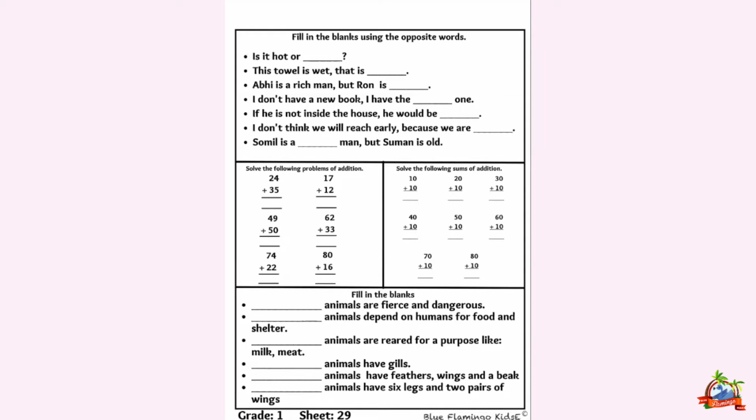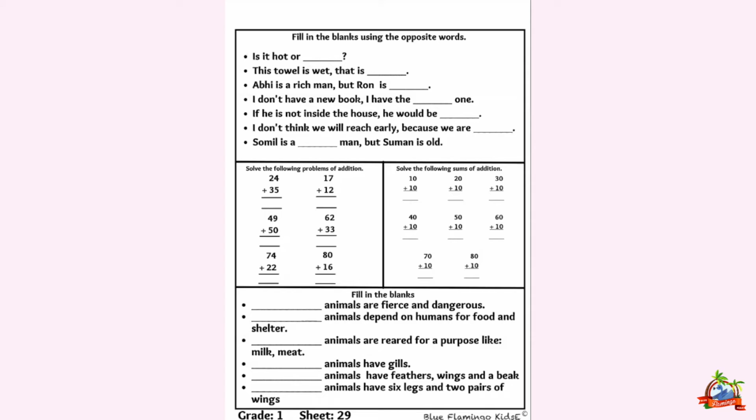Abhi is a rich man, but Ron is poor. Abhi rich man है, but Ron क्या है? गरीब है, poor है. Rich, rich, poor, poor. Abhi is a rich man, but Ron is poor.